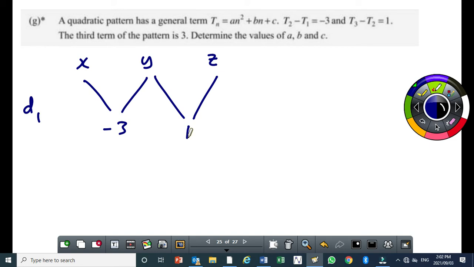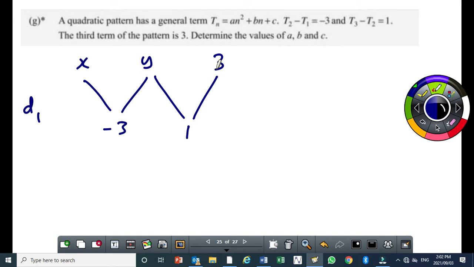The terms of the quadratic pattern are not provided. Wait, the third term of the pattern is 3. Then, in that case, we can delete that, and then we'll put 3 there. The third term is 3.